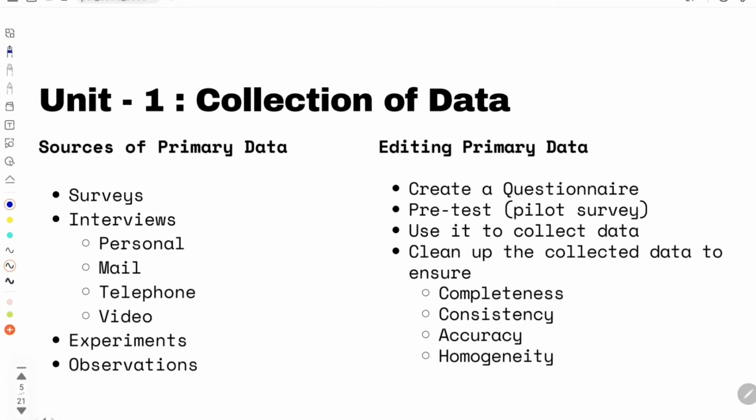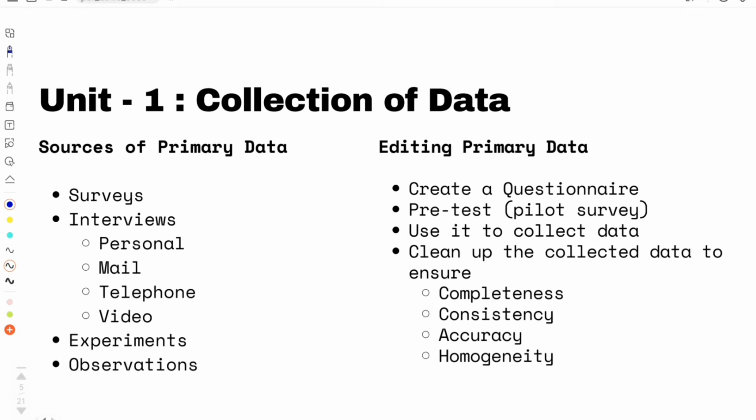If we collect it by ourselves for our study, then it is primary data. But if we are sourcing the data from outside, which was collected for something else, then it is secondary data. The sources of primary data could be surveys and interviews. It could be personal, through mail, telephone, or video. We could be doing some experiments or we could be observing to collect our primary data.